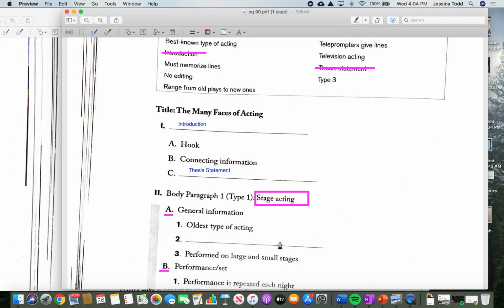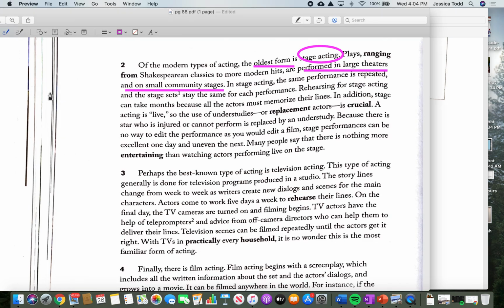That means that what is missing here must be between oldest type of acting and performed on large and small stages. So let me look back. What do I have between the oldest form and performed in large and small theaters? Well, it says plays ranging from Shakespearean classics to more modern hits. Okay, so that tells me that some plays are classic, and Shakespeare, he's very old, so some plays are old, and more modern hits. So some plays are old, some plays are modern, some plays are new.